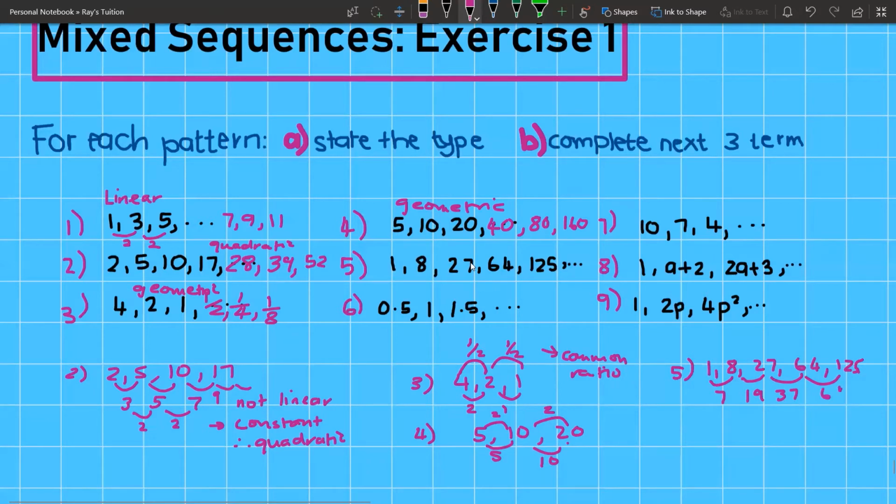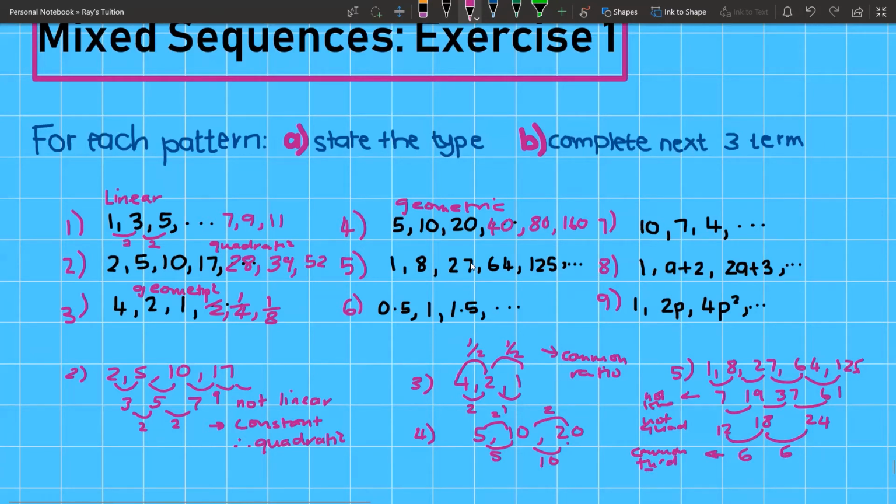So there's no common first difference. Let's have a look at the second difference. So we have 19 minus 7, which is 12. 37 minus 19 is 18. And 61 minus 37 is 24. So again, we have no common second difference. So it is not linear, it is not quadratic, and it's not geometric. So let's go for a third difference. So 18 minus 12 is 6, and 24 minus 18 is 6. So there's a common third difference.